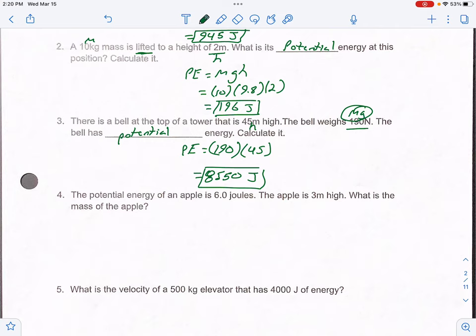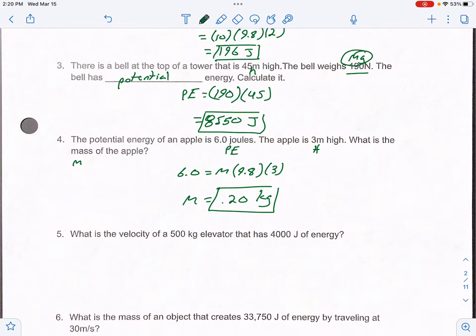Number 4, the potential energy of an apple is 6.0 joules, so I just gave you PE. The apple is 3 meters high, so I gave you your height. What is the mass of the apple? So I'm looking for m. Now we can plug in. PE is 6.0. Mass, I don't know, I'll leave it as m. Gravity is 9.8, and height is 3. I just have to get m by itself, so divide both sides by whatever 9.8 times 3 is. And I get a mass of 0.20 kilograms.